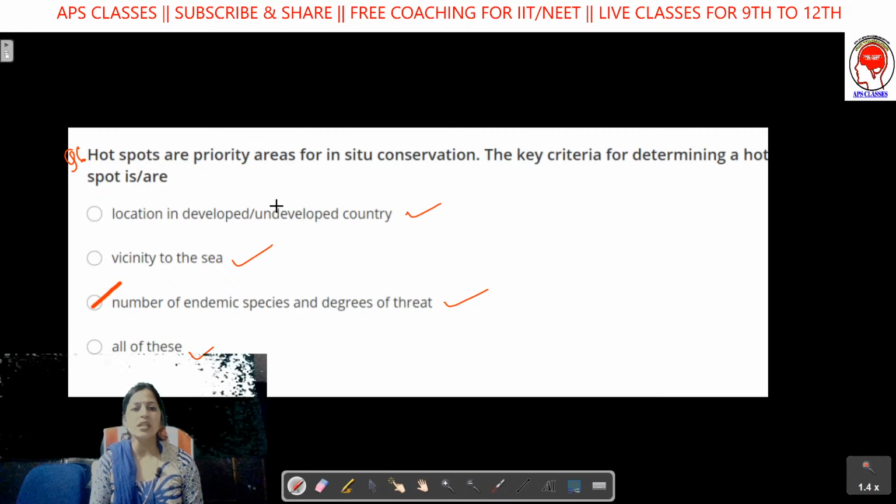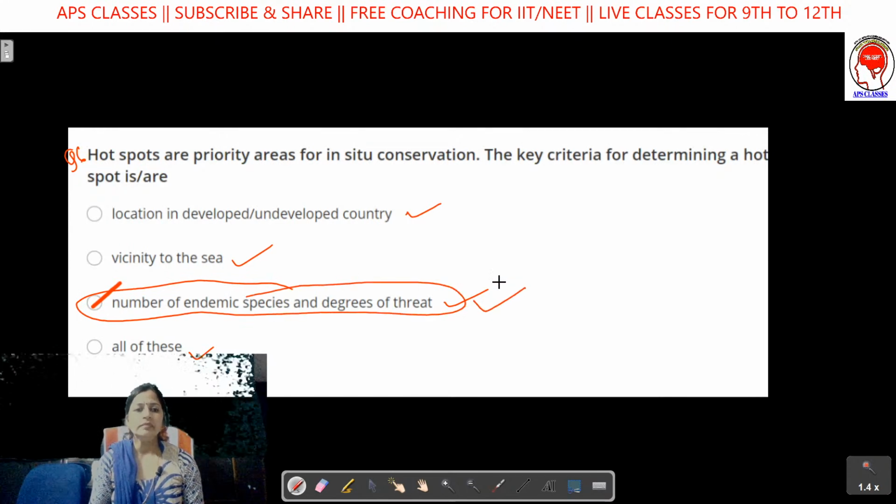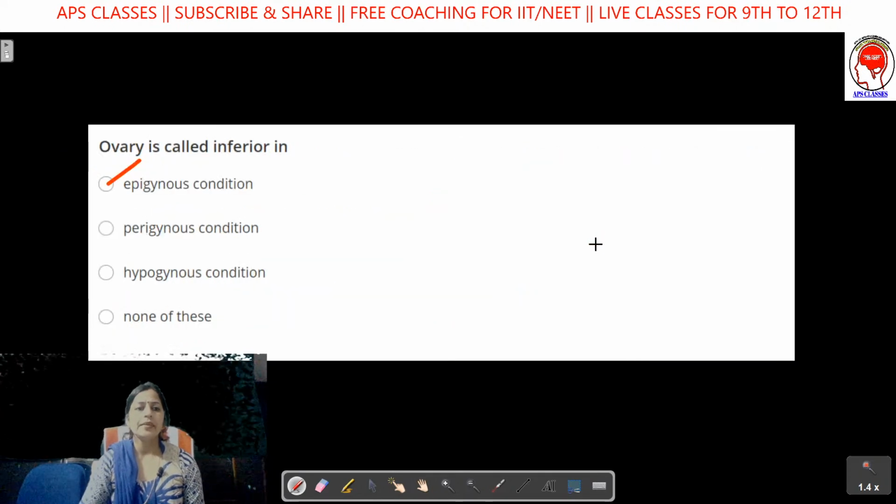So hotspots are the priority areas for in situ conservation. The key criteria for determining a hotspot is the number of endemic species and degrees of threat. So this is the right answer for question number 6. Next is your question number 7.